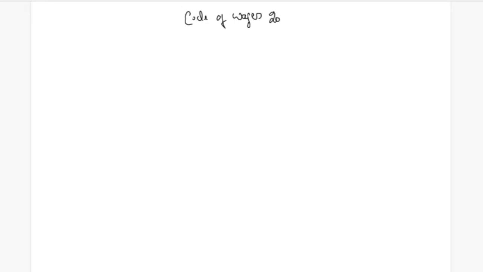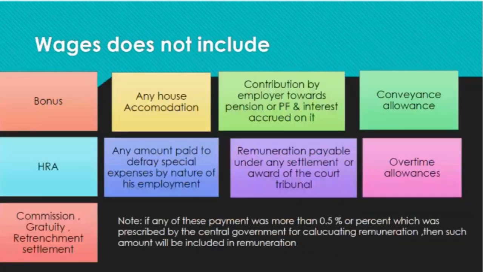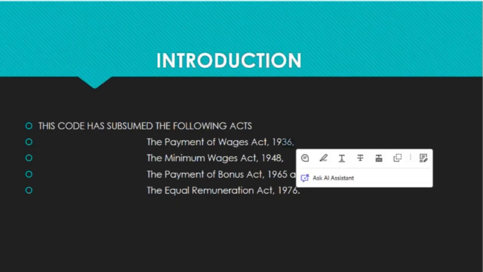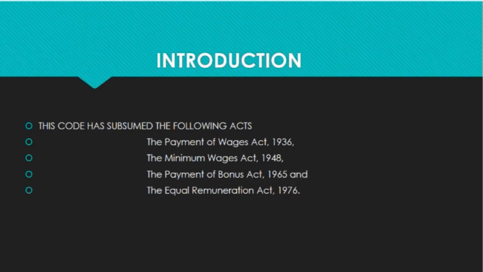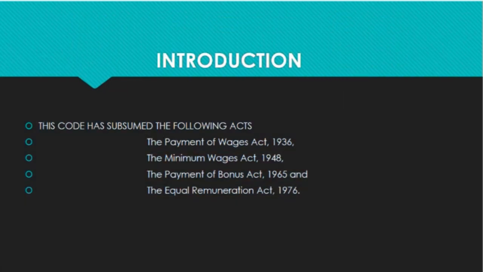Code of Wages 2019. The Code of Wages Act 2019 is a summation of 4 different acts. Earlier, there was the Payment of Wages Act, Minimum Wages Act 1948, Payment of Bonus Act 1965, and Equal Remuneration Act 1976. Subsuming these 4 acts, we have the Code of Wages Act 2019.